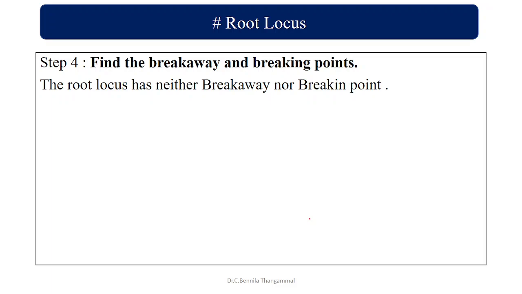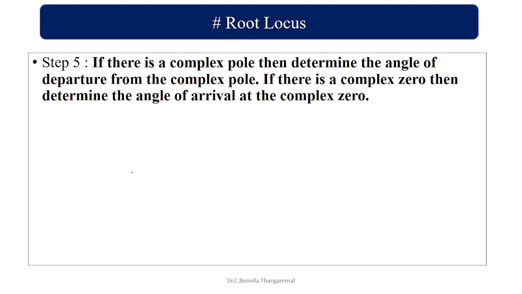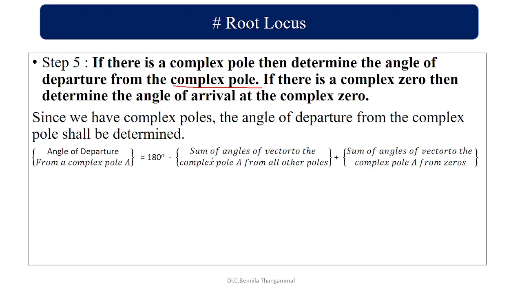So here breakaway and breaking point, it has neither breakaway nor breaking point as you don't have adjacent poles or zeros here. So step 5 is to find the angle of departure and angle of arrival. So here angle of departure exists because we have complex pole. Angle of arrival doesn't exist because we don't have complex zero. So angle of departure from a complex pole is 90 degree minus sum of angles of vector to the complex pole A from all other poles, then from all other zeros here.